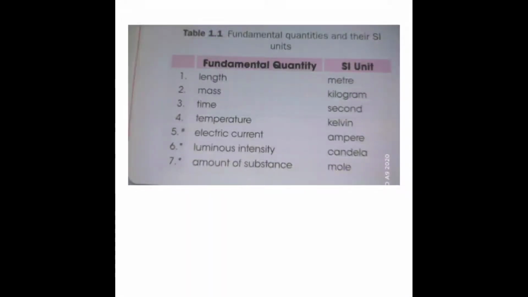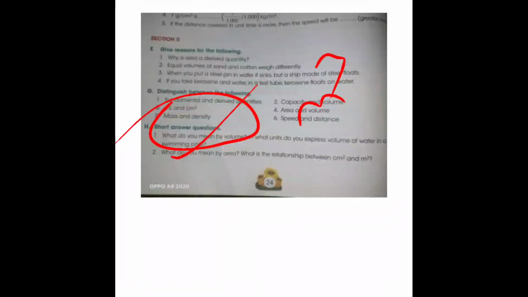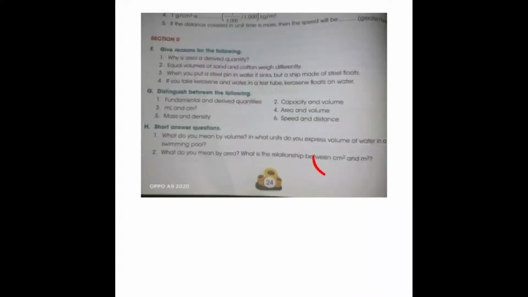In this question, we need to show the relationship between centimeter square and meter square. Okay, so 1 meter square means meter into meter, and 1 meter means 100 centimeter. So 100 centimeter into 100 centimeter. So here you will get 4 zeros, centimeter square, for 1 meter square. So this is the relation, right?